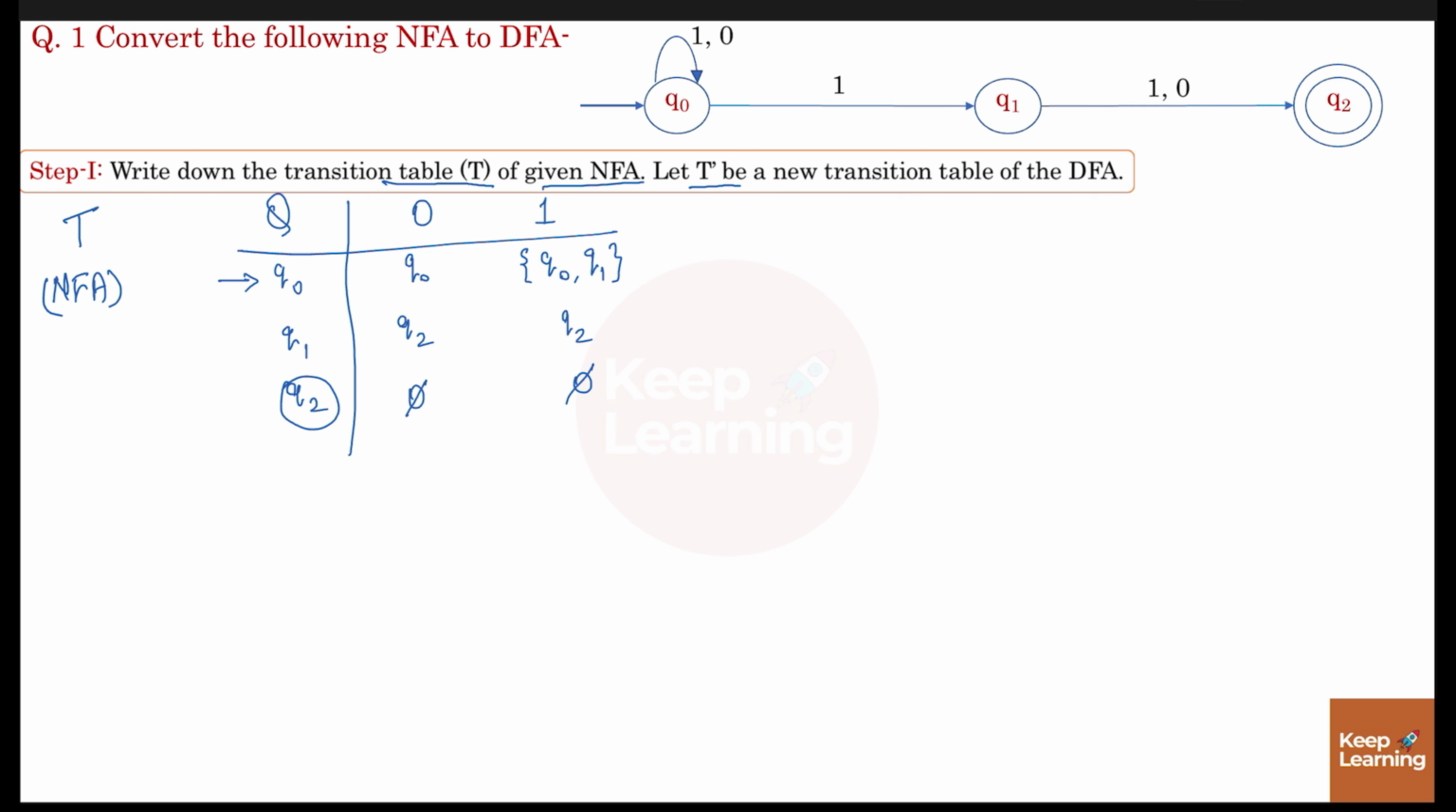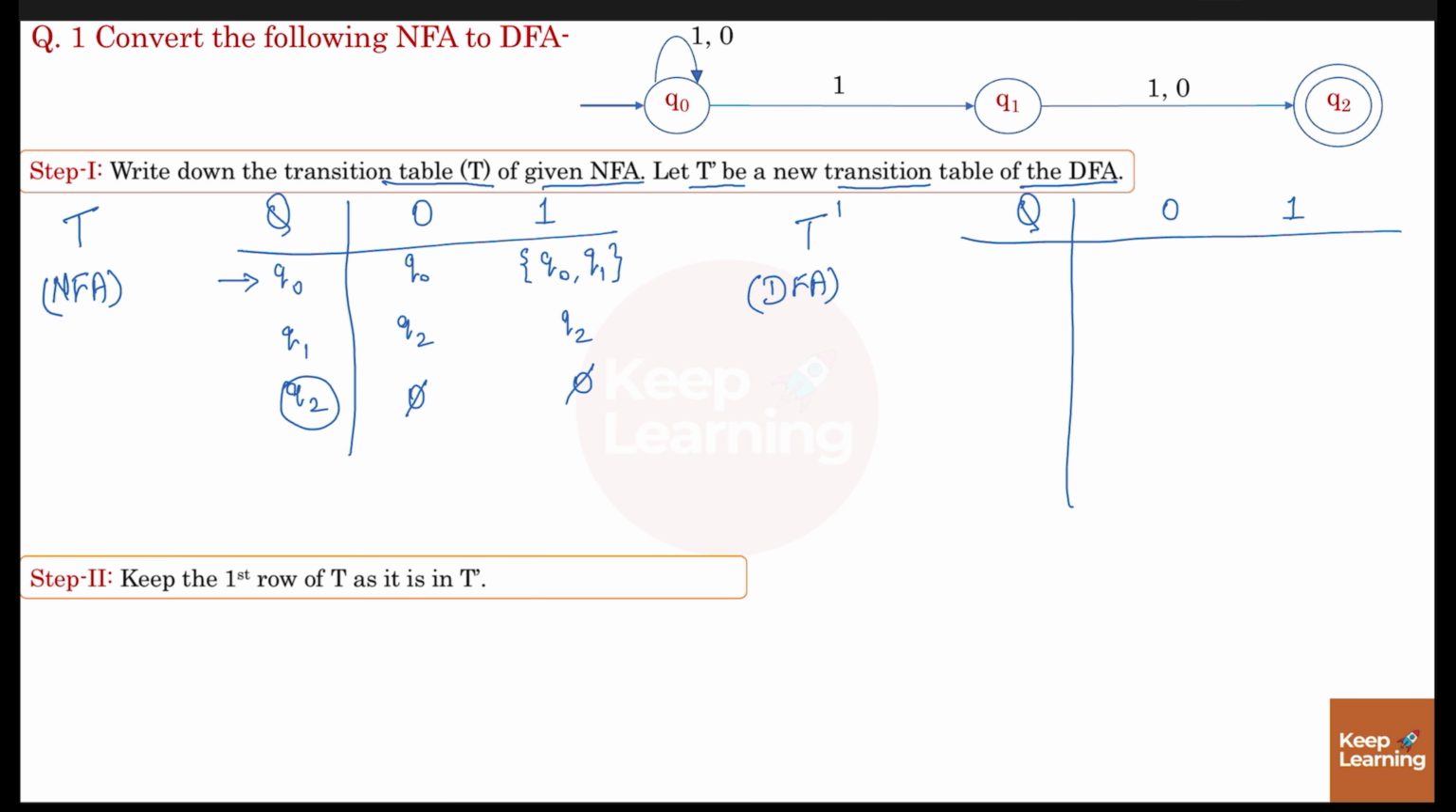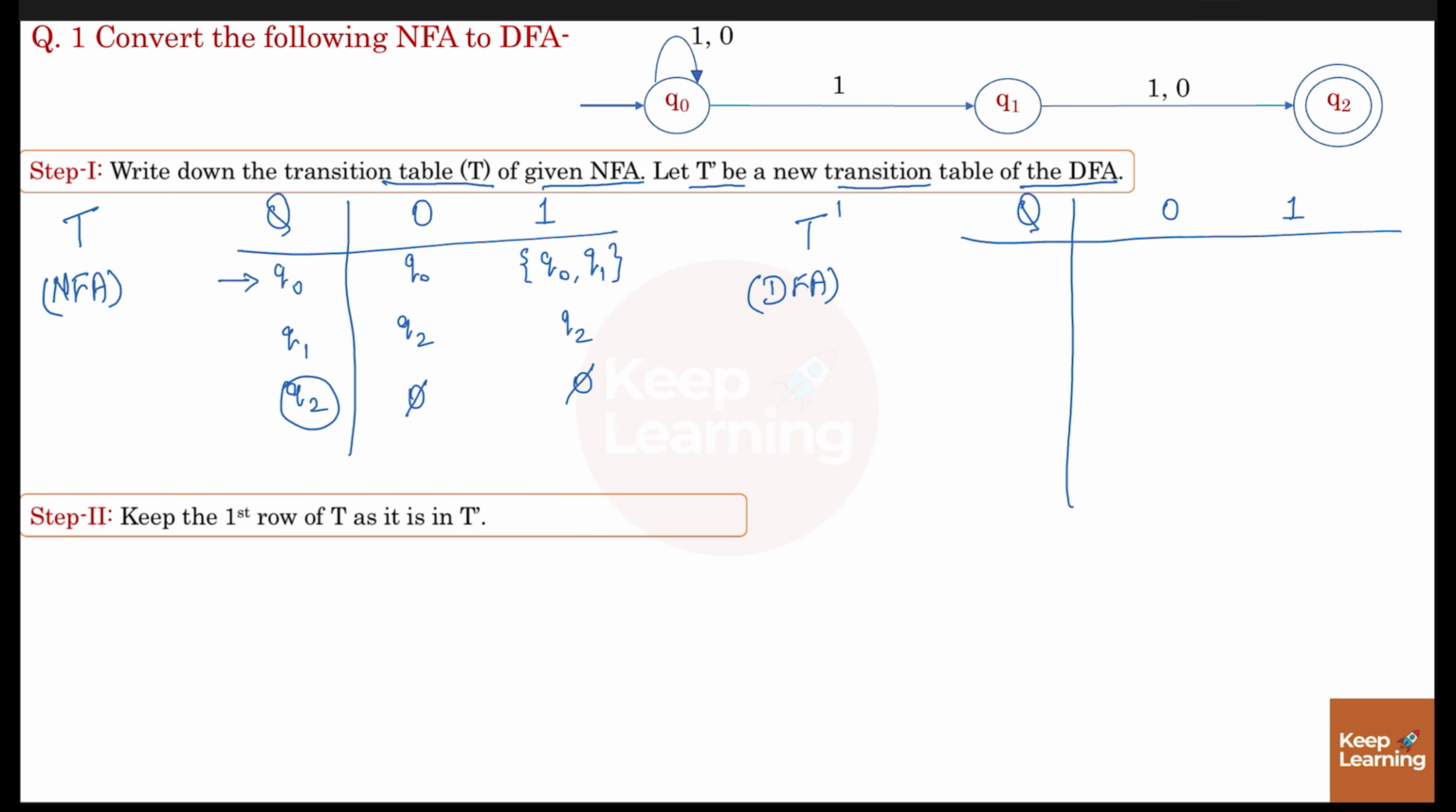Next, let T dash be a new transition table of the DFA. So this is our T dash, which is the table corresponding to the DFA. So it will be Q, 0 and 1. Next step is to keep the first row of T as it is in T dash. So the first row is this, Q0, Q0, Q0 and Q1.